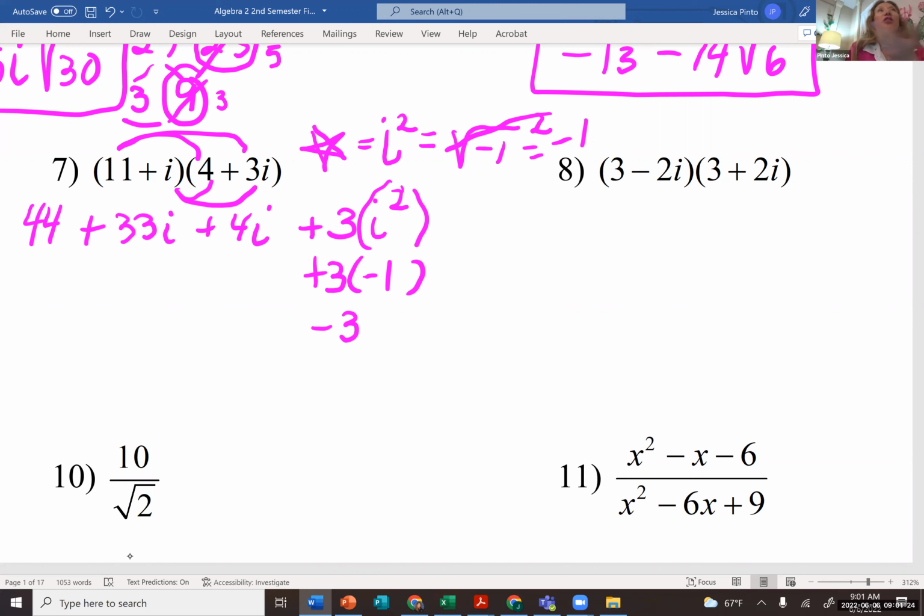So this last term no longer has the imaginary number i in it. It's simplified out. And so I'm going to combine the 44 and the negative 3 to get 41. Separately, I'm going to add together the parts that still have i, 33 and 4, to get a positive 37i.